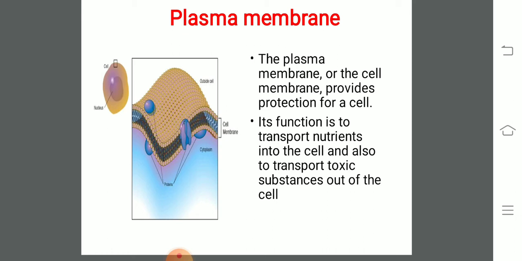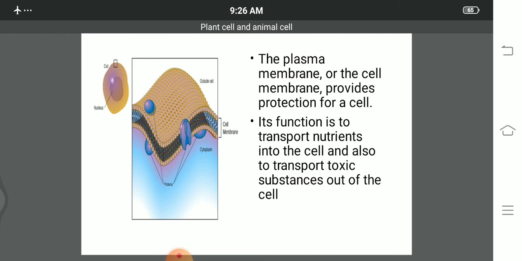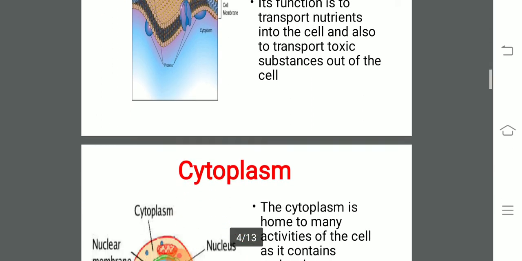The plasma membrane is said to be a selectively permeable membrane as it allows some substances to enter the cell while preventing others. Due to this property, useful molecules of water, salt and oxygen enter the cell and CO2 exits the cell. So this is the plasma membrane. If you are observing, the outer covering, the cell membrane, is shown, then outside the cell, the proteins are shown. So this is the plasma membrane.